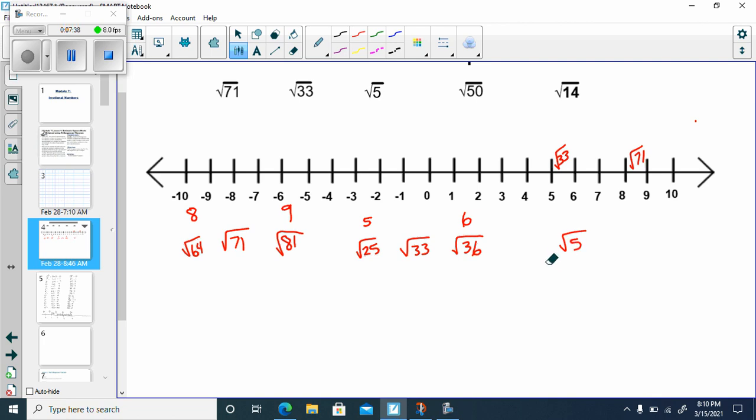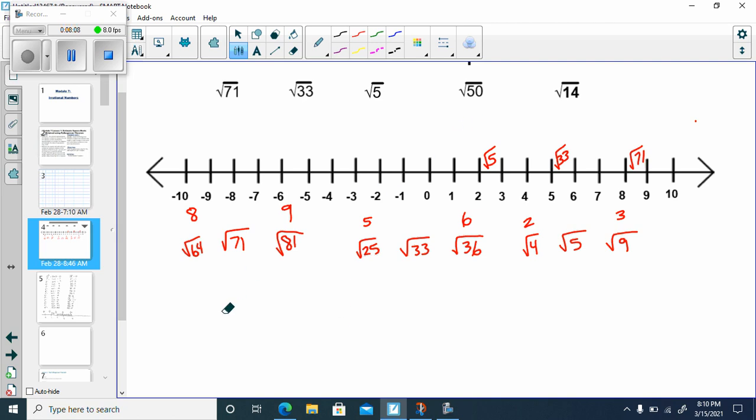Now let's look at the square root of 5. If we're looking at the square root of 5, we know that it's got to be between the perfect squares. So we know the square root of 9 is a perfect square. That would be 3. It would be between 2 and 3 because the square root of 4 is 2, right? So the square root of 5 would be between 2 and 3, okay?